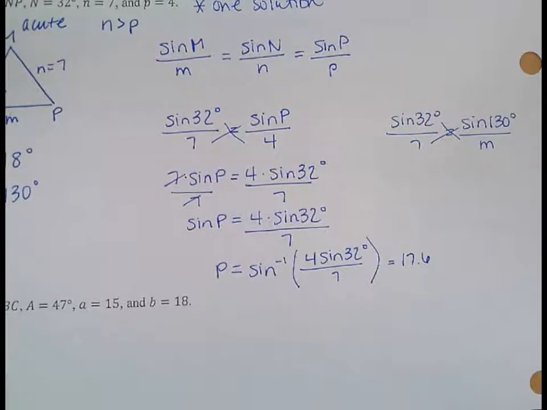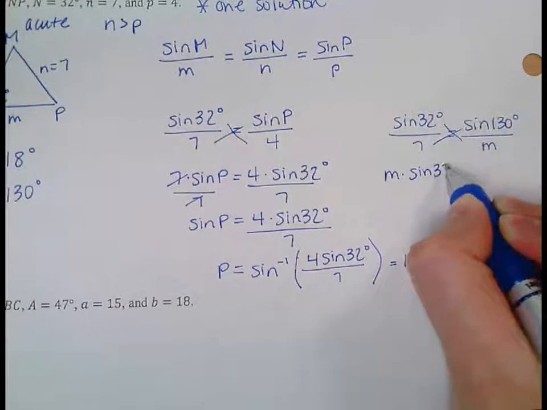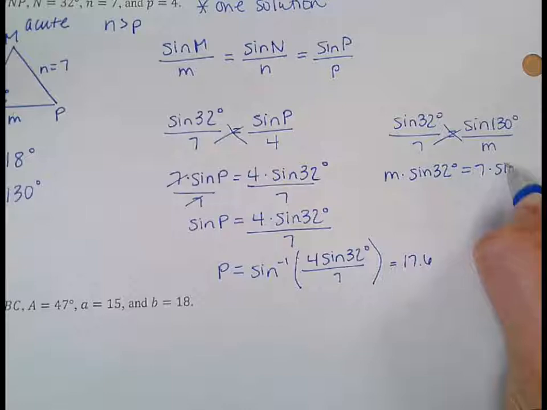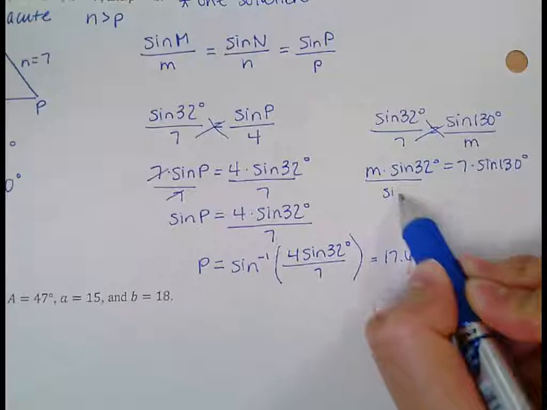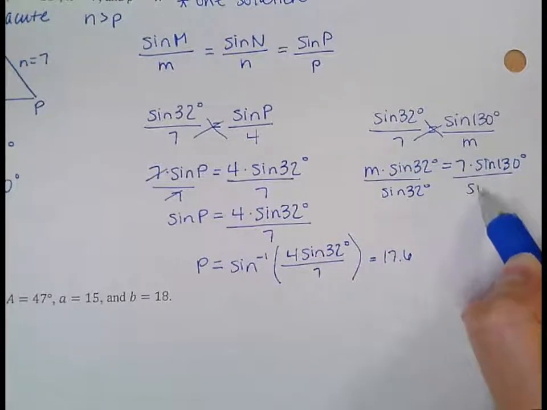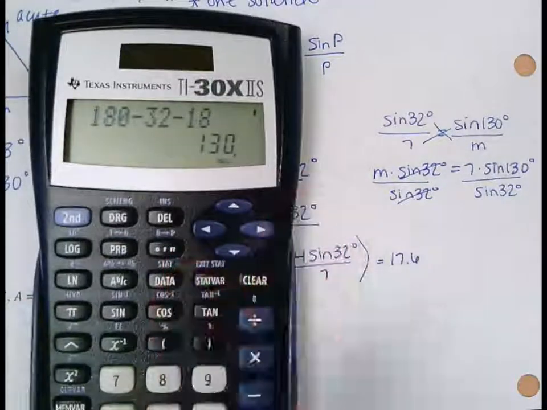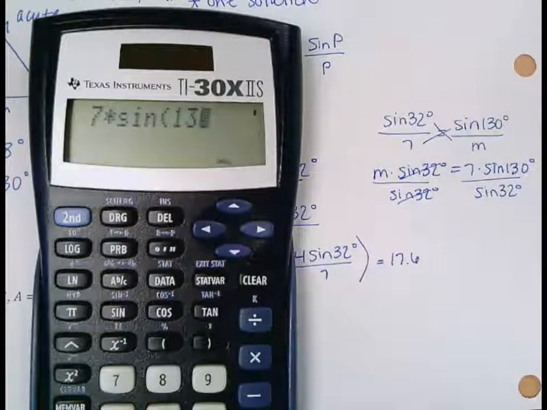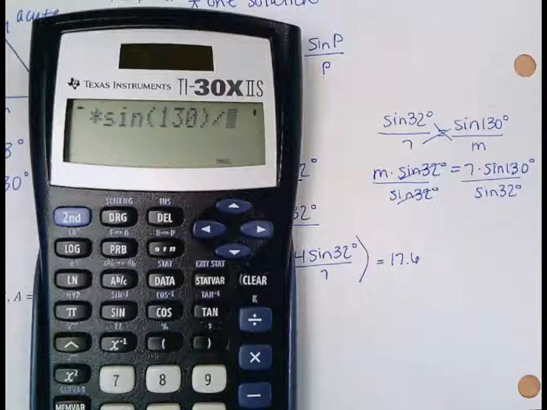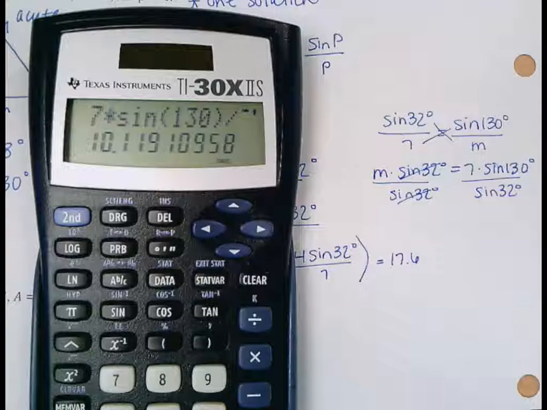So cross product, set those equal to each other to solve for M. So M times sine of 32 degrees is equal to 7 times sine of 130 degrees, and divide each side by sine of 32. So overall, to find side M, we are taking 7, multiplying by sine of 130, and then dividing by sine of 32. And side lengths, you'll round to the nearest tenth, so about 10.1.